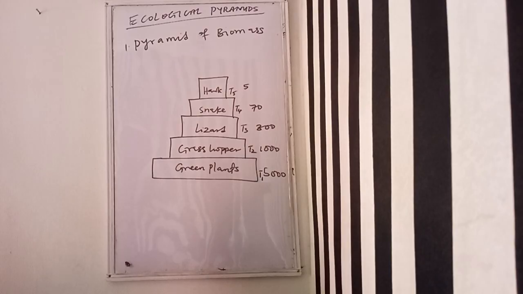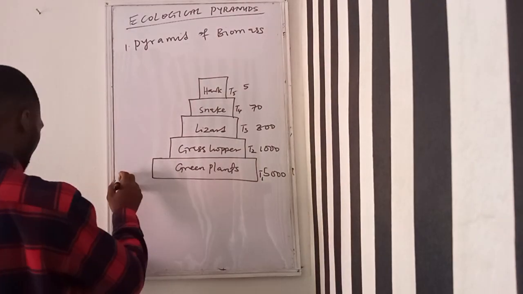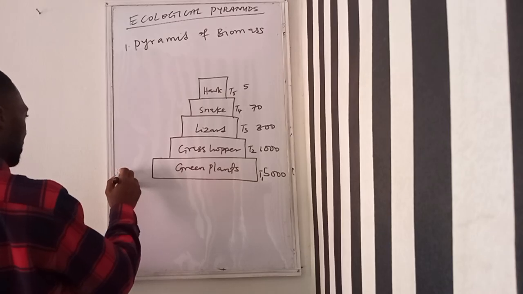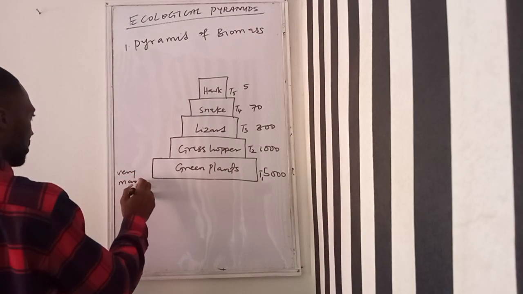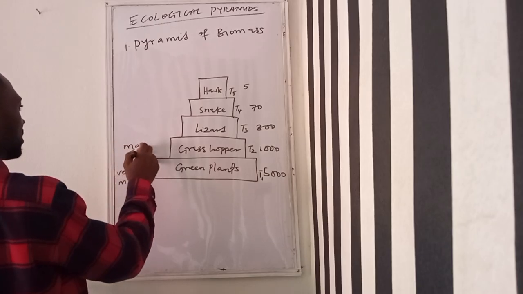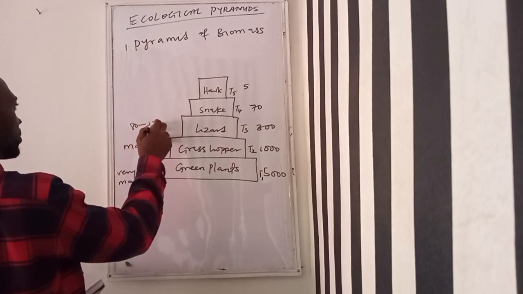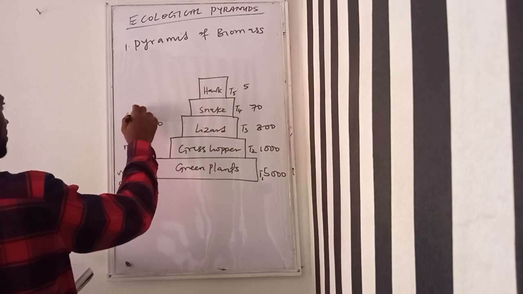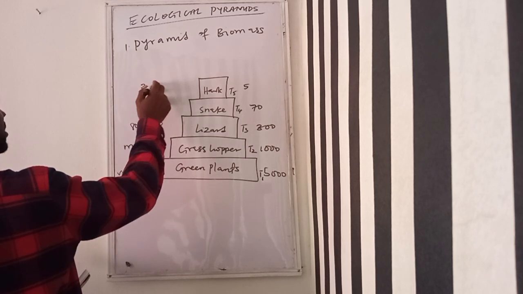So if you use what you have in your textbook, you can now say very many, very many. Then here we can use many. Then here we can use 80 to 120. Here we can use 15 to 30. Here we can use 3 to 4.